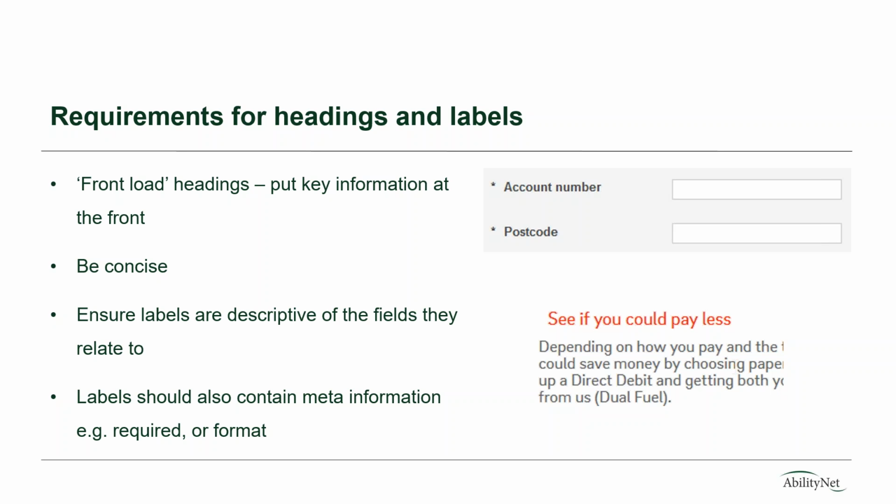They should be unique as well on a page, so if you have multiple similar fields, they should have unique labels for them. And it may be the case that some labels require meta information, such as if a field is required, or the format of data, such as a date of birth. Is it a 4-digit year or 2-digit year? You can include that information in the label to help people complete the field effectively.